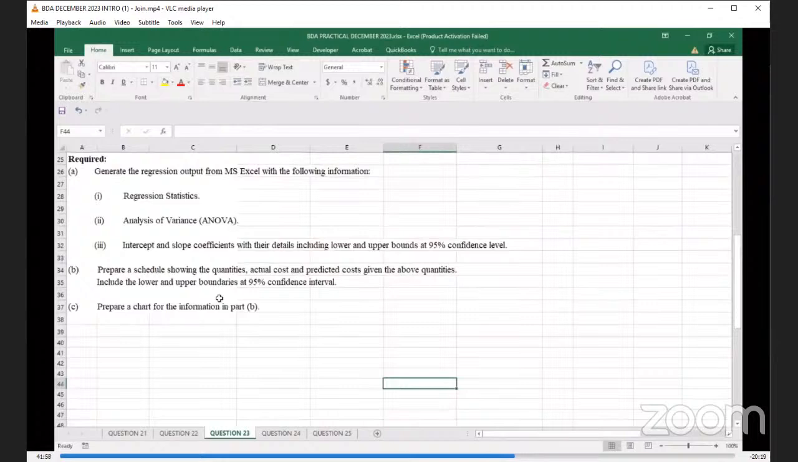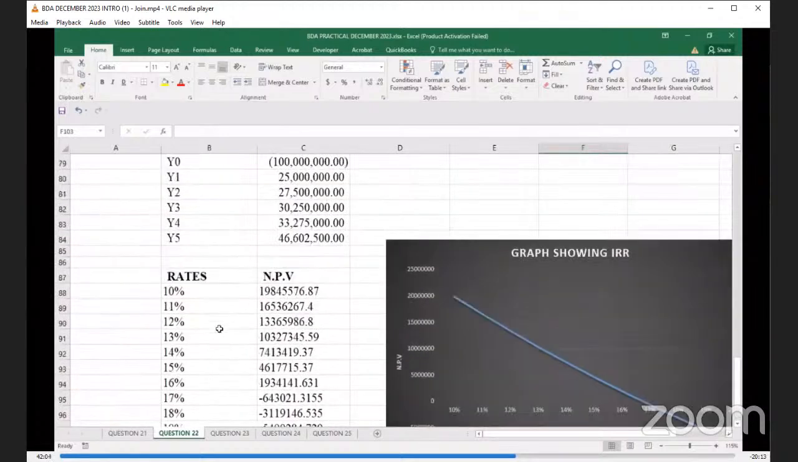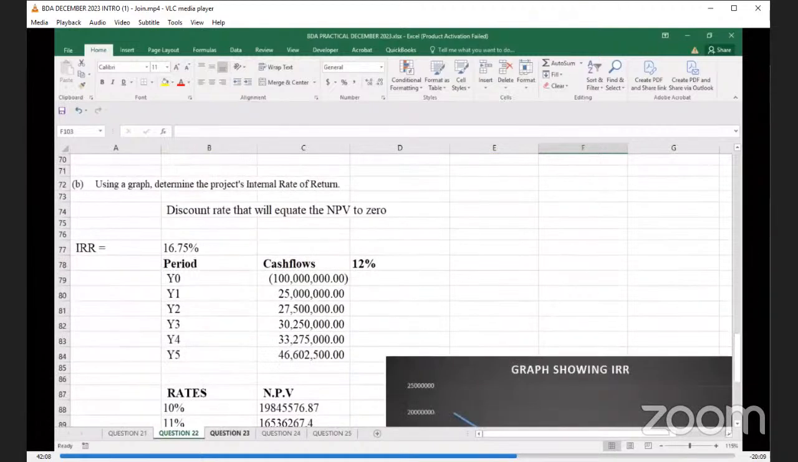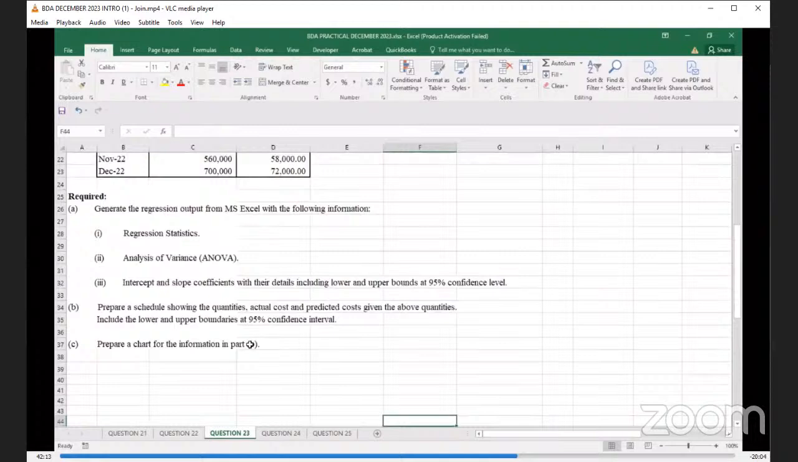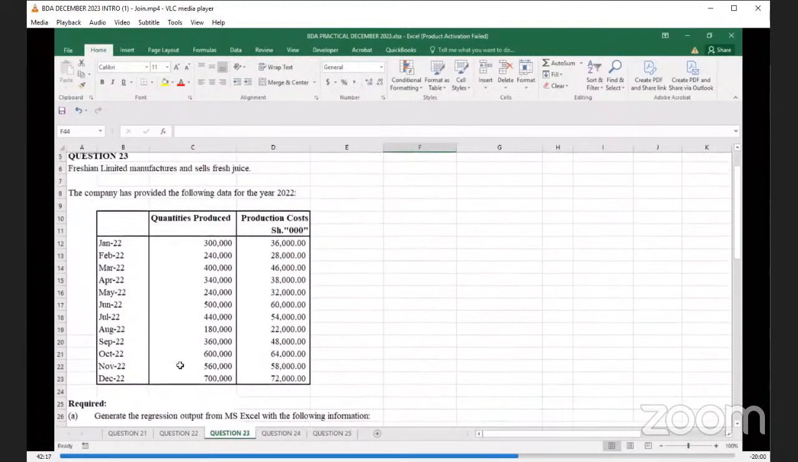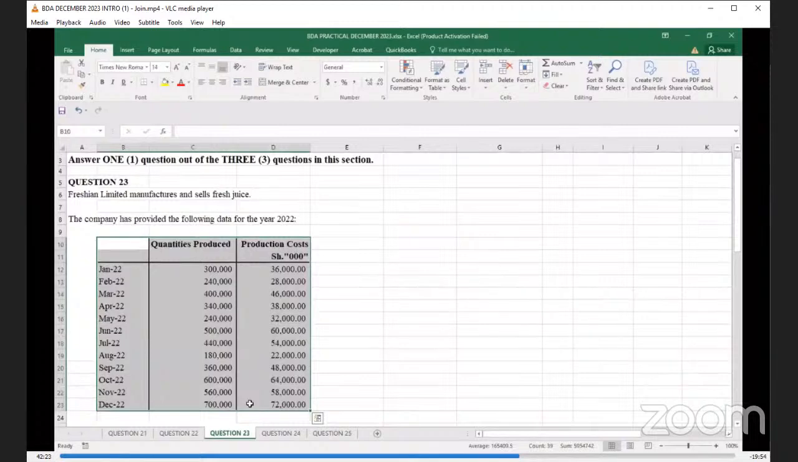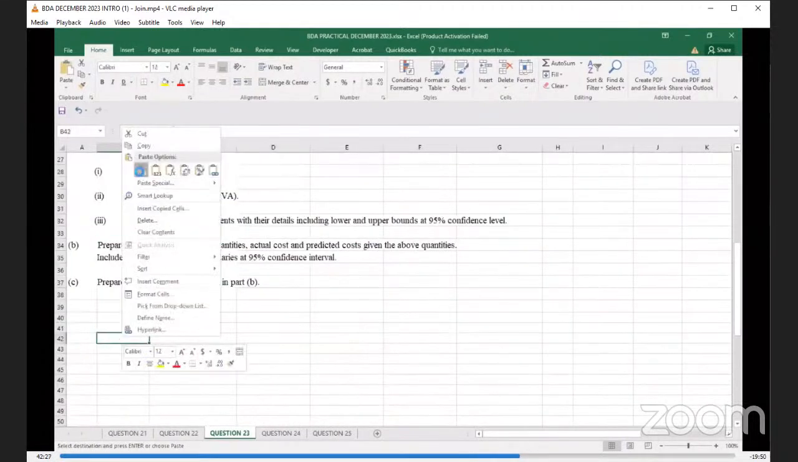Then you're supposed to prepare a chart for the information in the schedule. You have your 30 marks here. Already you have your 30 marks here. Looking at your other 20 marks, which you can handle very easily at this point, this is what you're supposed to do. How do you go about it, my good students? First of all, I'm going to take my data here. To show you how very simple this is, I'm going to take my data here. We have it at this point, okay?